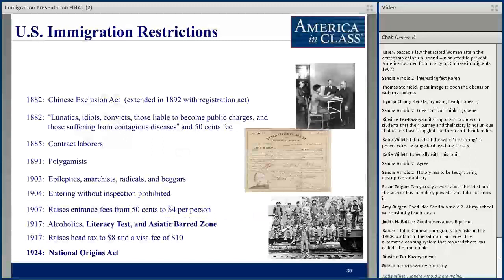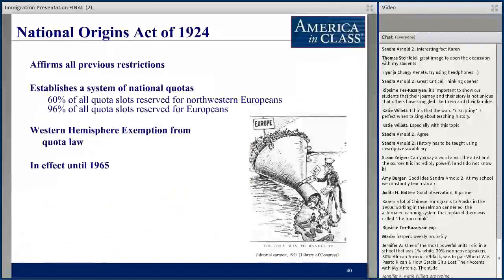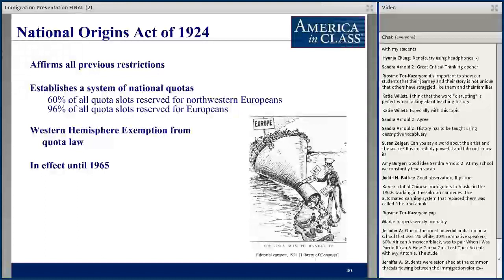Okay, so the Chinese Exclusion Act leads to the 1892 Geary Act, which leads to the Asiatic barred zone. All persons of Asian descent are prohibited from entering the United States by 1917, which leads to the National Origins Act of 1924. I'm sure most of you are teaching the National Origins Act already, but what it does is effectively establish a whites-only immigration system to the United States, that the vast majority of immigrants who enter after the National Origins Act come from Europe, namely from Northwestern Europe.